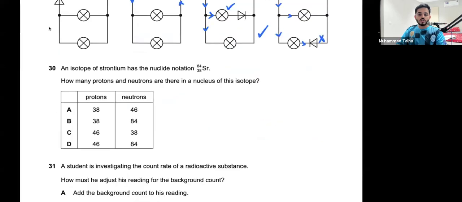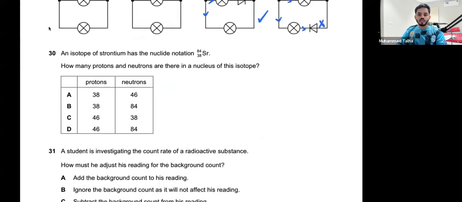An isotope of strontium has nuclide notation Sr-84, 38. How many protons and neutrons are there in a nucleus? So protons are definitely 38, and neutrons would be 84 minus 38, which would be a number like 46.